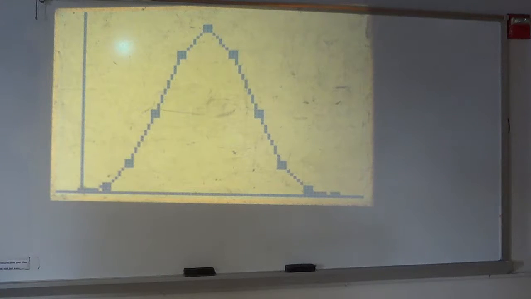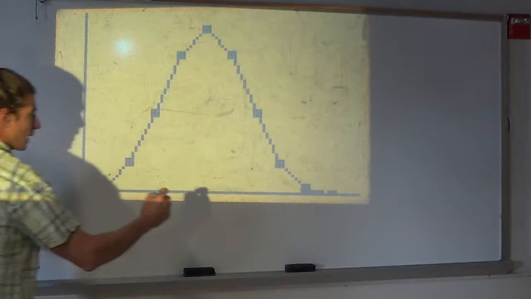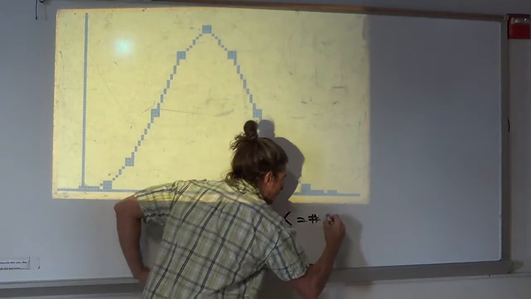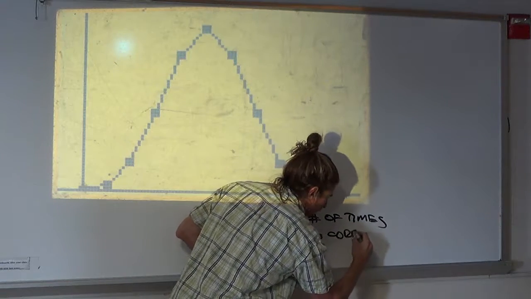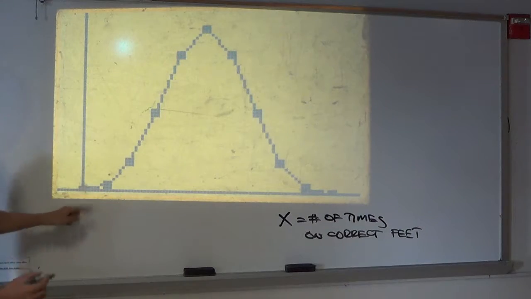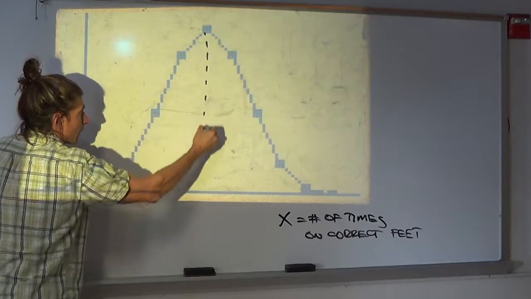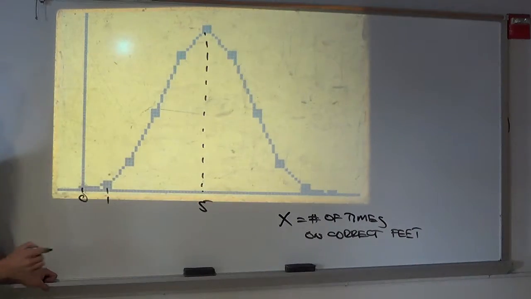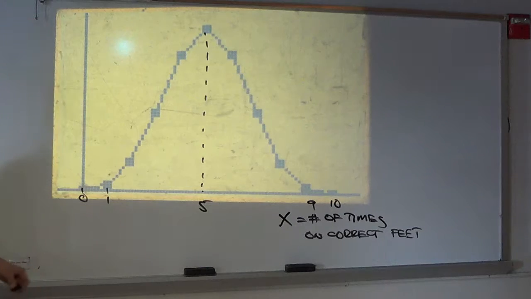So what I'm going to do is get it in focus first. That's a little better. So what you've got here on the bottom is number of times, as Linda said, on the correct feet. Zero's over here. Here's 1. Hopefully you're seeing this. That's 5. That's the mode. That should happen on average. And then you got 10 way over here. You got 9 backed off a little bit. What's on this axis?